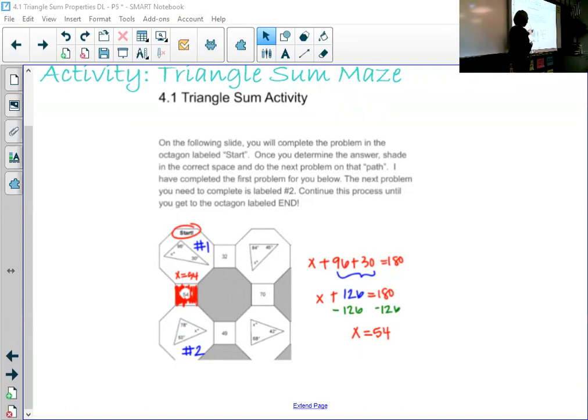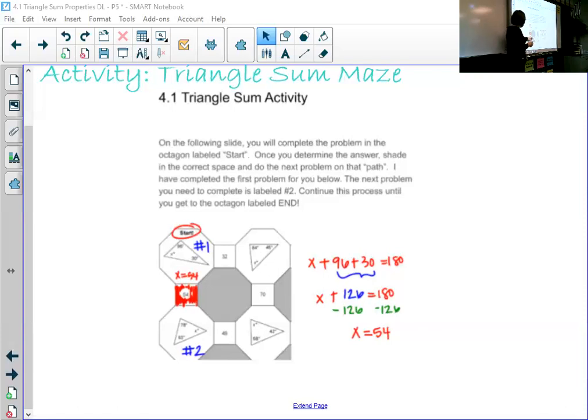You're going to start in the upper left corner. The first problem's already been done for you. This is using the triangle sum: all three angles added together equals 180. You can use your calculator. You don't have to show your work, but the first problem is shown here, so if you get stuck, you can look at that.